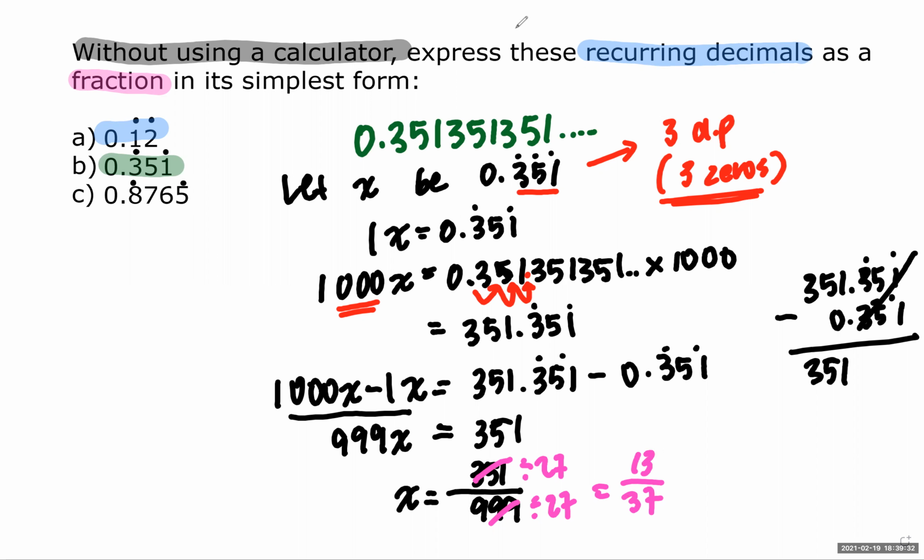Now, it's your turn to try question C. Try to do C on your own and see whether you can get the answer. You can pause the video and try to do it. And if you get it right, you should be able to get the answer of 8765 over 9999. That's all.